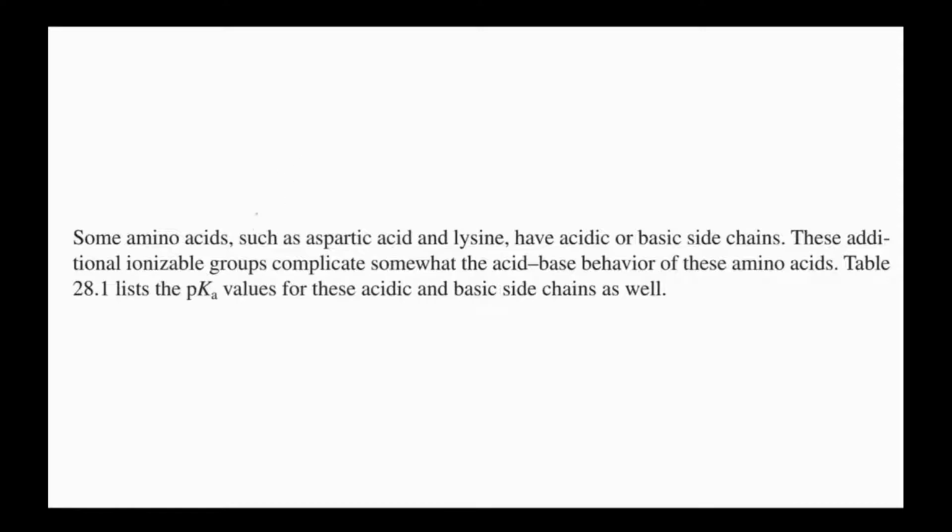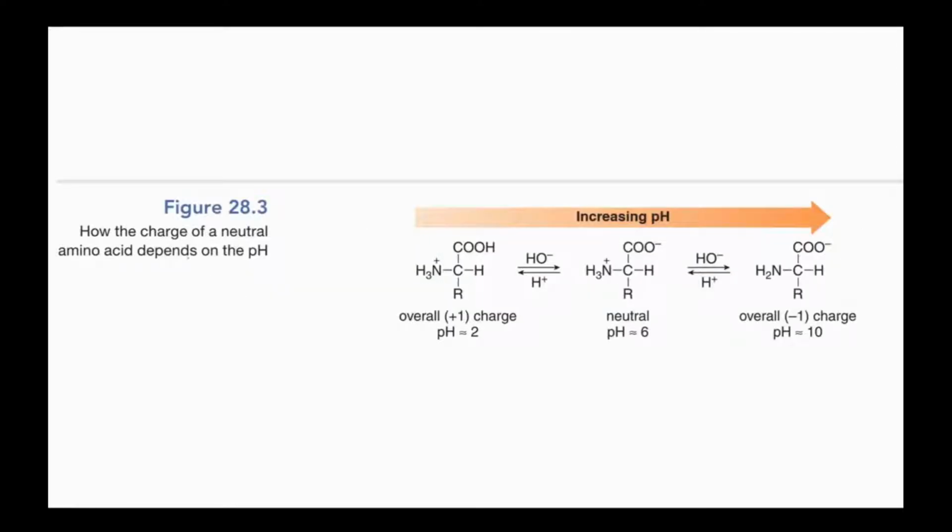Some amino acids such as aspartic acid and lysine have acidic or basic side chains. These additional ionizable groups complicate somewhat the acid-base behavior of these amino acids. There are pKa values for these acidic and basic side chains as well. For example, this is how the charge of a neutral amino acid depends on the pH.